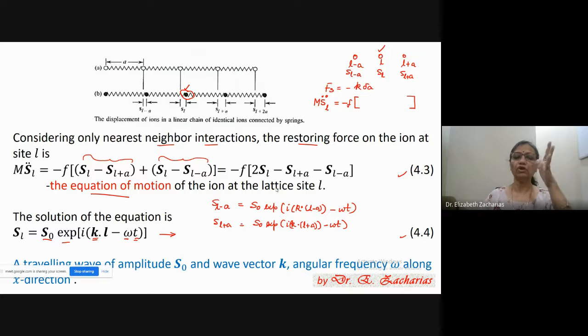You will find that a lot of terms will cancel out. S naught will cancel out, exponential i(k·l − ωt) will get cancelled out. A lot of things will get cancelled out. And let's see what we will get. Each time you're going to do a differentiation. On the left hand side, you're doing a differentiation with respect to time. So you will get an omega square, since here you have omega t. So you'll get an omega square on the left hand side with a capital M, and common terms will get cancelled out.